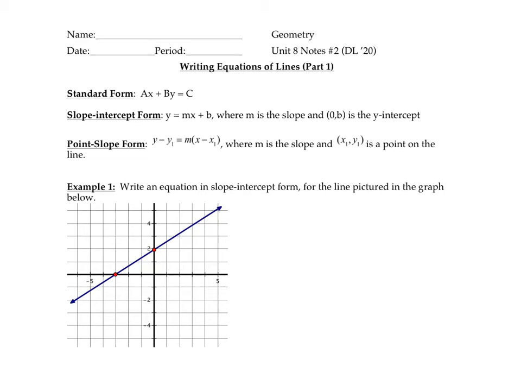Hi everyone, in today's lesson we'll be discussing ways to write equations of lines. Linear equations can be written in a number of forms: standard form, slope-intercept form, and point-slope form. The two forms that we'll be working with today are the slope-intercept form and point-slope form.